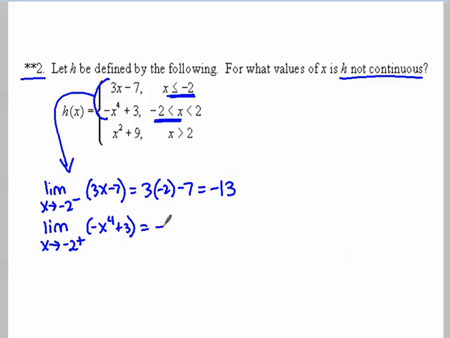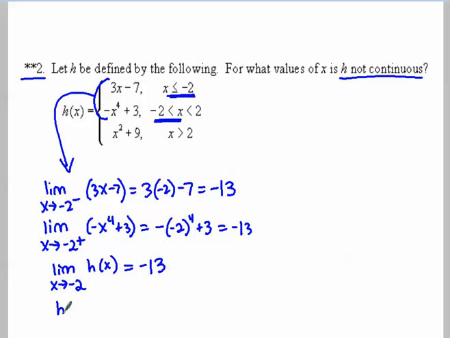Again, use direct substitution: the negative of negative 2 to the fourth plus 3 again makes negative 13. So look at that. From the left and from the right, I get the same limit. Therefore, the limit as x approaches negative 2 for this function h of x exists. It has a value. I also need to check, is there a function value, h of negative 2?